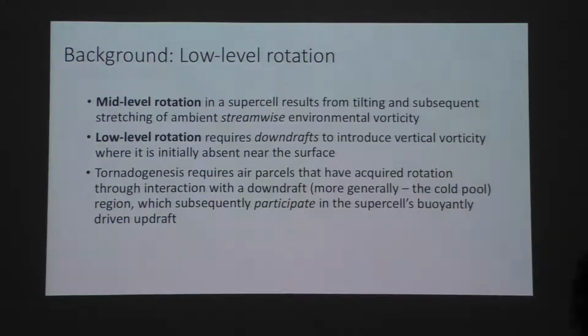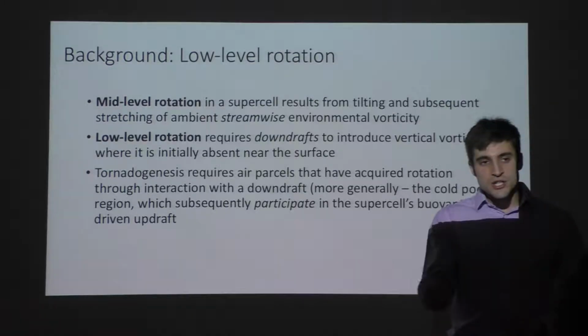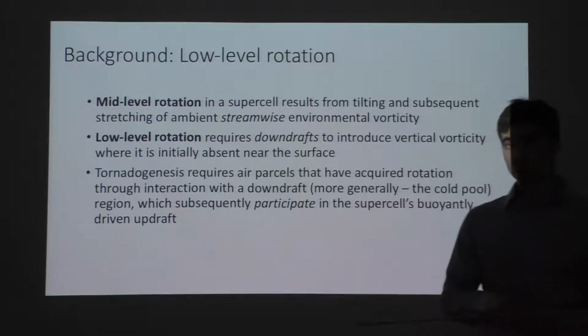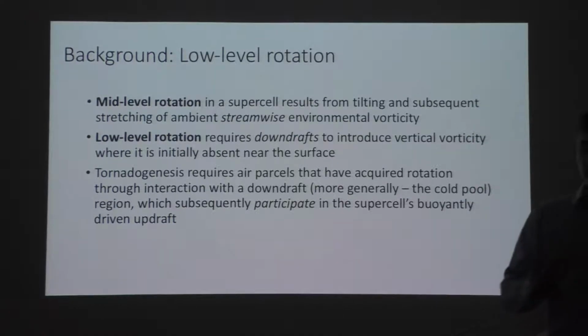So we've been through this. The difference between mid-level and low-level rotation is that downdrafts are necessary for low-level rotation. For tornadogenesis in supercells, air parcels that have acquired this type of rotation via interaction with the cold-pool regions in a supercell need to participate subsequently in the updraft for the rotation to be intensified by stretching to produce a tornado. So there's an additional requirement for tornadogenesis over just simply developing low-level rotation, in that the parcels that have low-level rotation must be ingested up into the updraft.